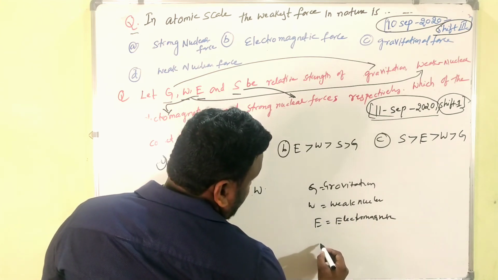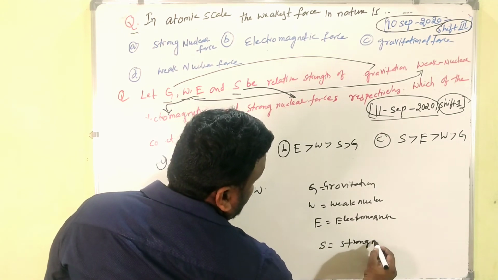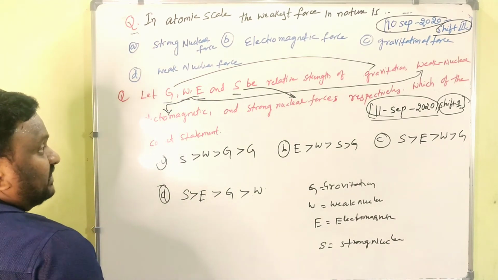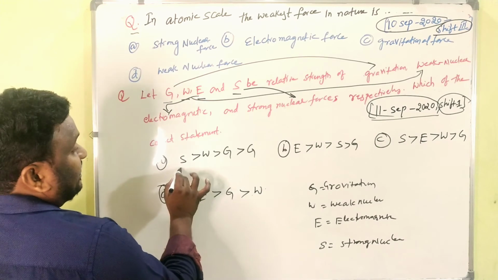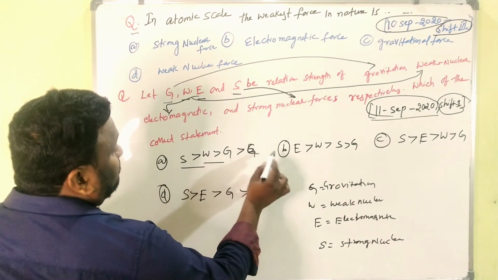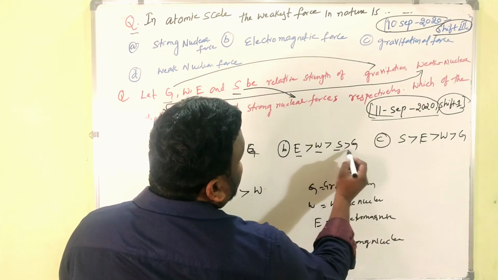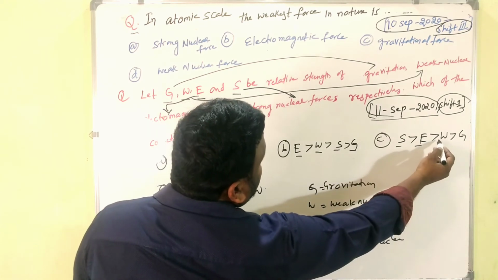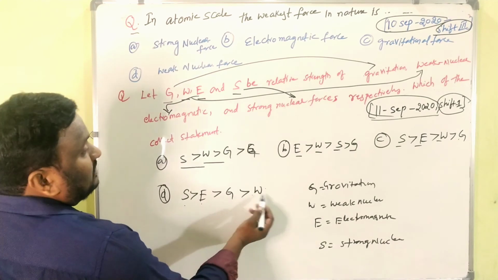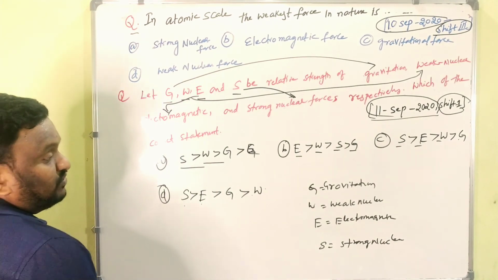Electromagnetic force. And what is S? Strong nuclear force. So in the options given, S is greater than W, W is greater than G, G is greater than E. And the next option, B is greater than W, S is greater than G, S is greater than E, W is greater than G, and E is greater than G and W. So this is the option given.